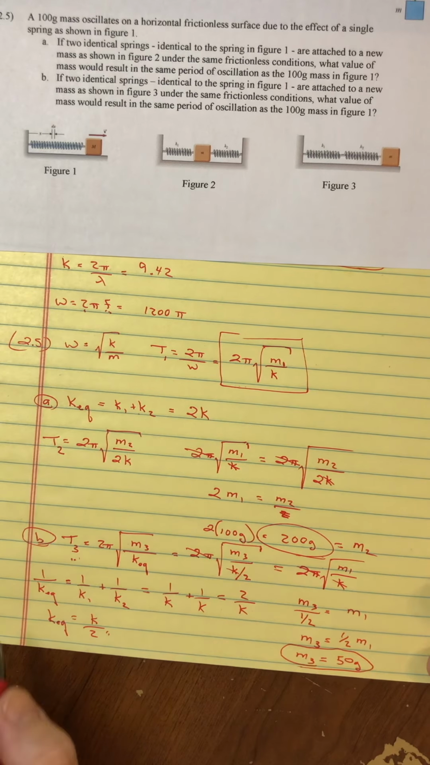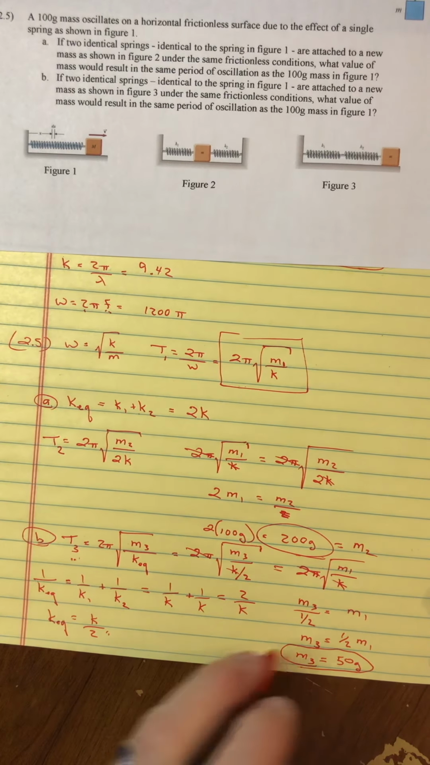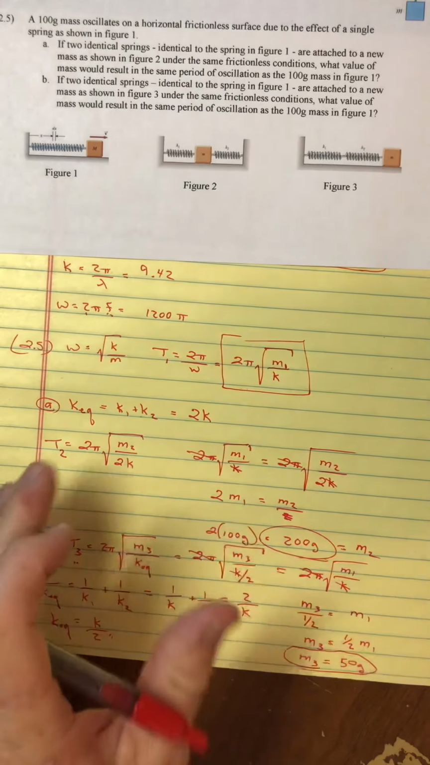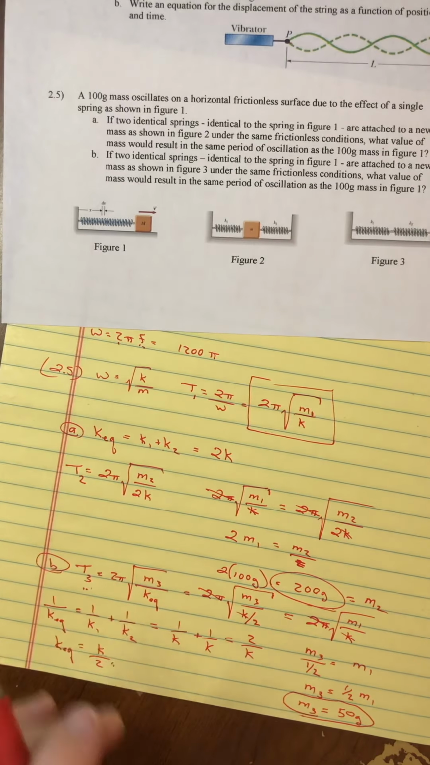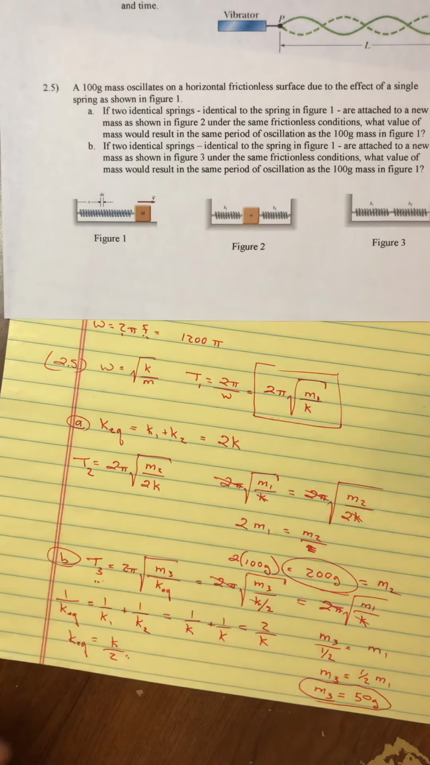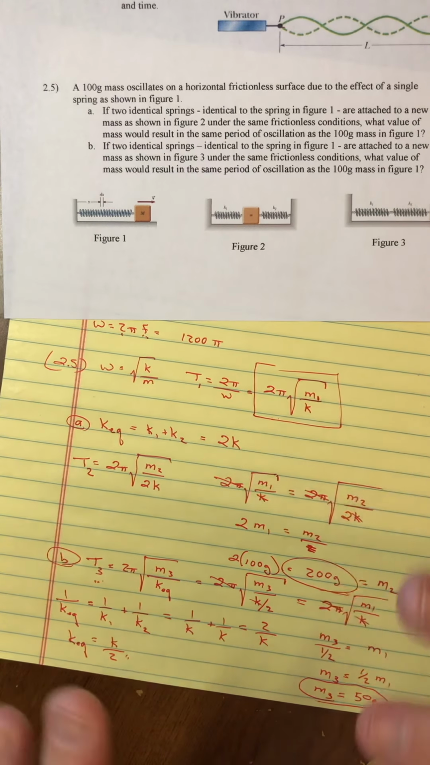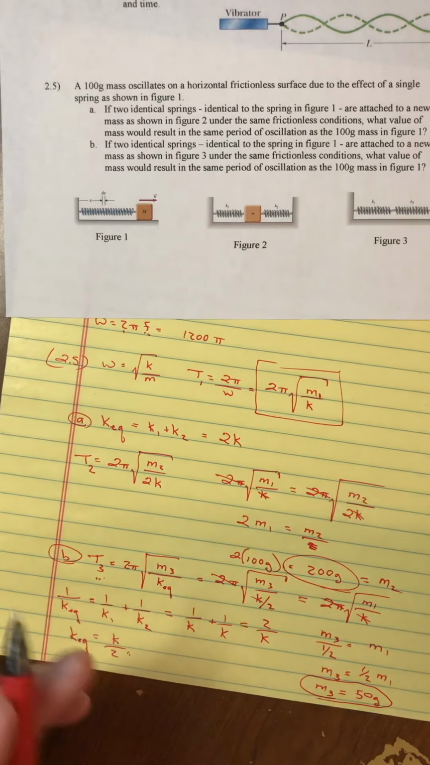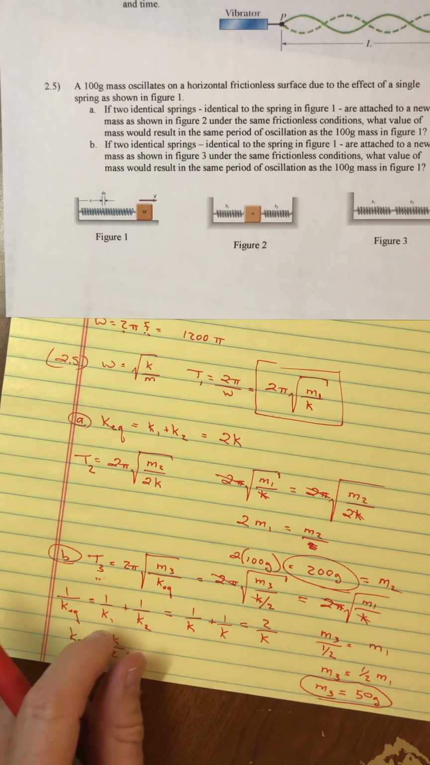So we would get the same period if that one was 50, the second one was 200, and the first one was 100. These would all have the same period. They have different masses because, I don't mean the springs are different, they're identical, but the way they're hooked up would require a different set of masses.